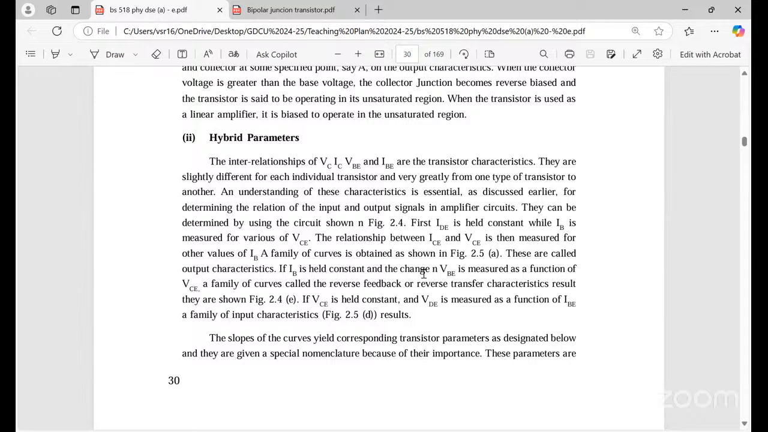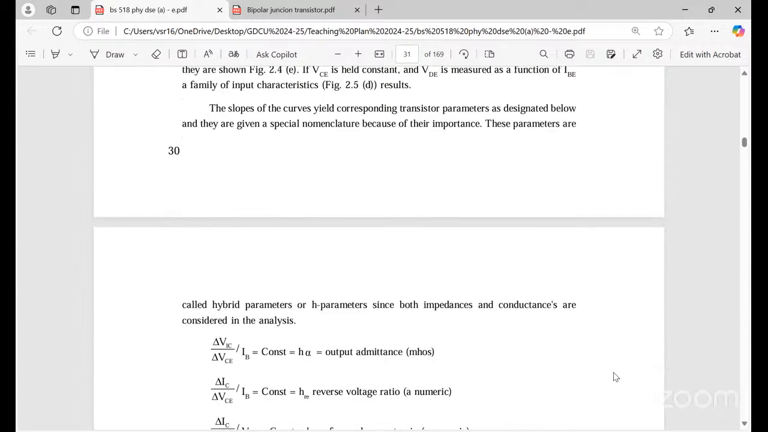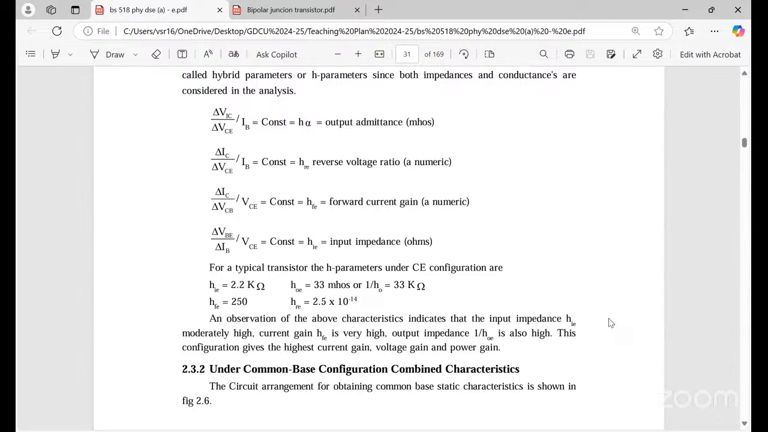So the relationship between IC and VCE, which is measured for other values of base current, are called output characteristics. The slope of the curve yields the corresponding transistor parameters, which are given a special designation because of their importance. These parameters are called hybrid H parameters.